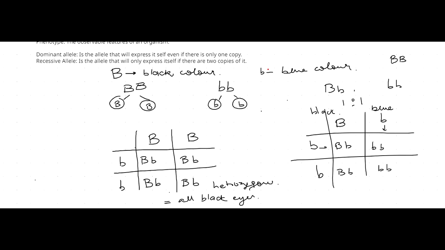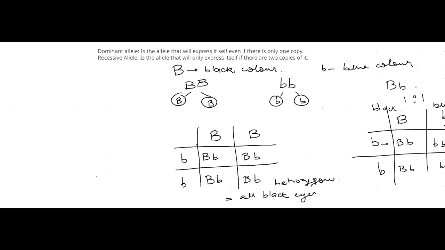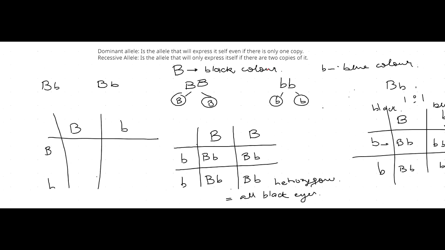Now, what happens if both of the parents have black eyes, but both of them are heterozygous? In this case, you're going to solve the question in exactly the same way as I just told you. Like this. The alleles for the father, you can write on top. Alleles for the mother, you can write on the side.